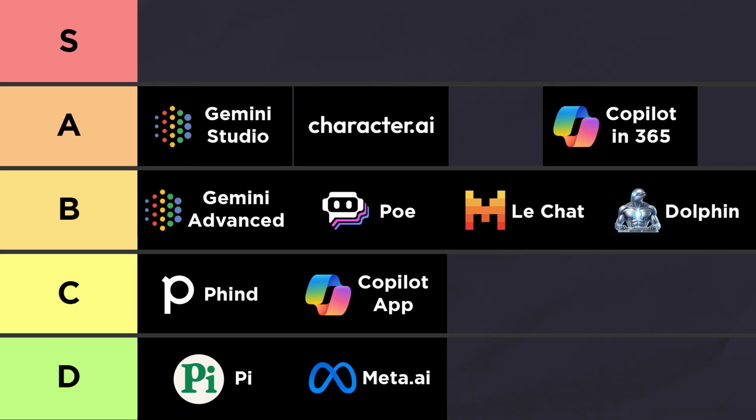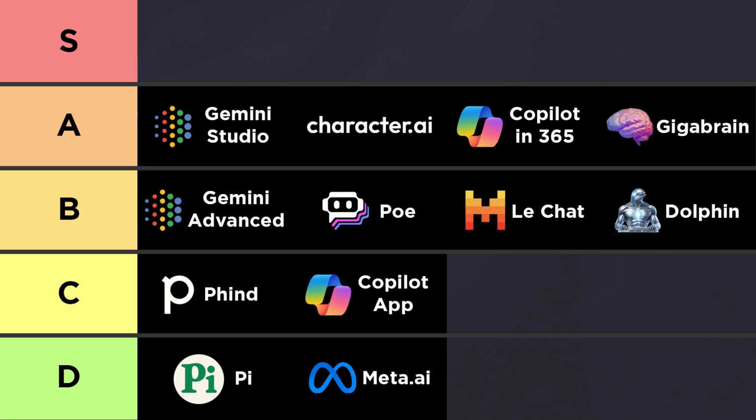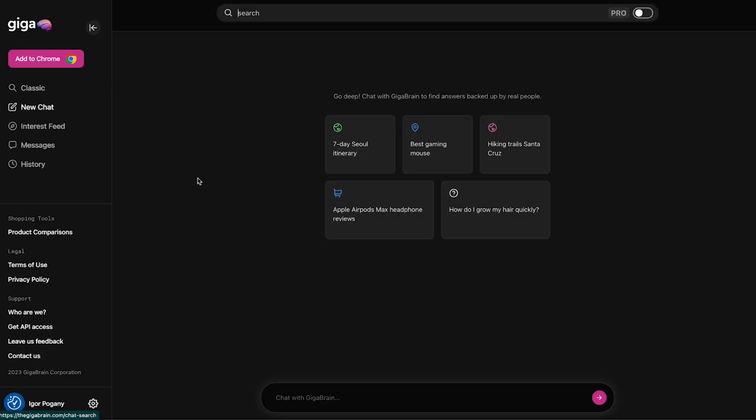And now let's talk about the next best LLM in our AI Advantage tool ranking. Okay, moving on to A tier, meaning all of these LLM platforms are excellent at a single thing. And in the case of GigaBrain over here, it's literally one thing, and that's what it's best at. It's a search engine for all of Reddit. So if you're looking for a human opinion, this is one of your best bets.